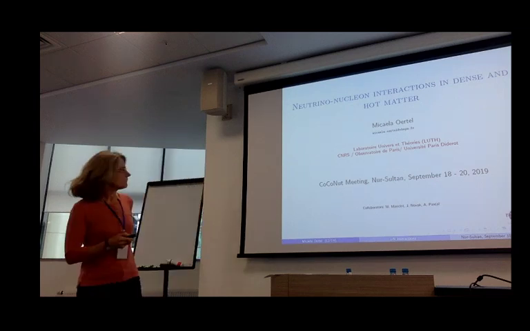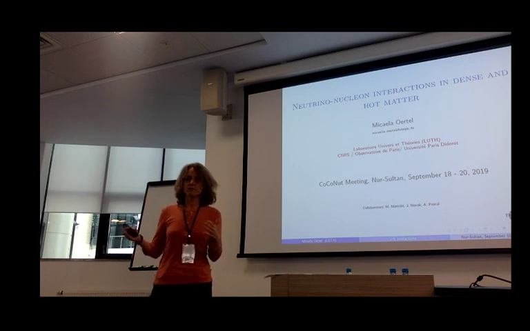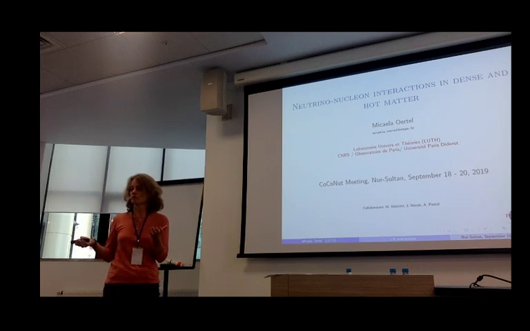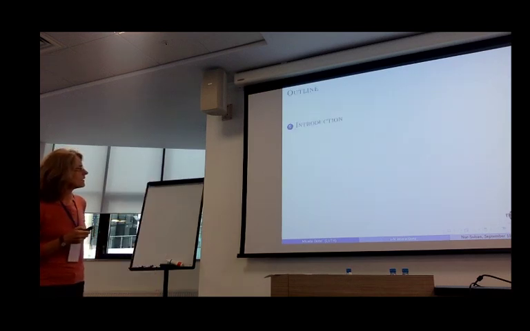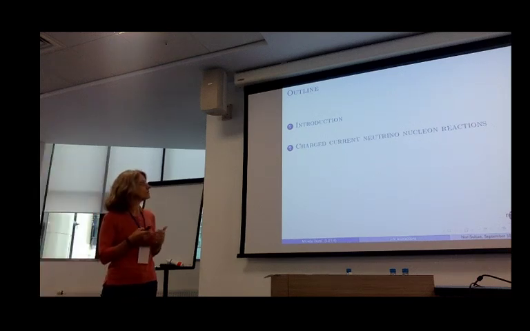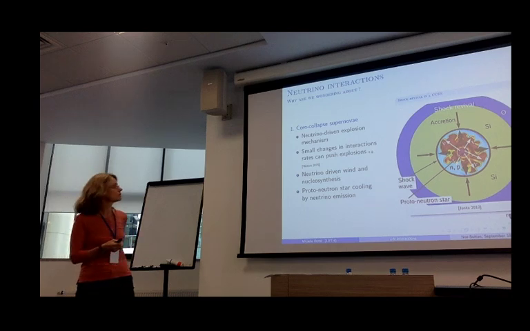The idea is that neutrinos are not in equilibrium with matter. You have some neutrino transport, and in the source terms of your transport you have interaction rates of the neutrino with matter, and they are far from being well known. So I will have my introduction. Then, for the present time, I will concentrate on charged current neutrino-nucleon interactions, and then I will show some preliminary results and numbers. So why are we interested in these neutrino interactions?